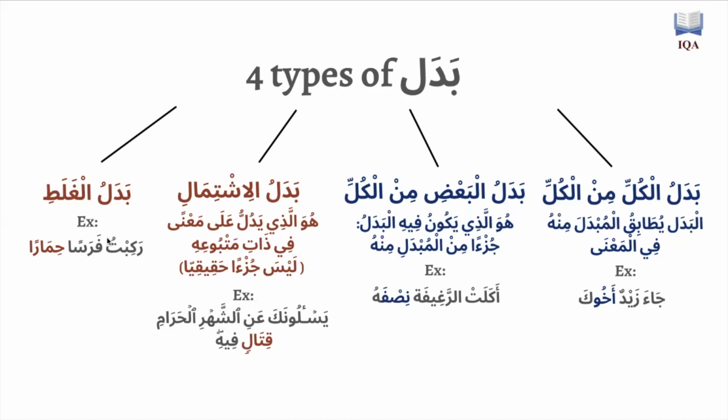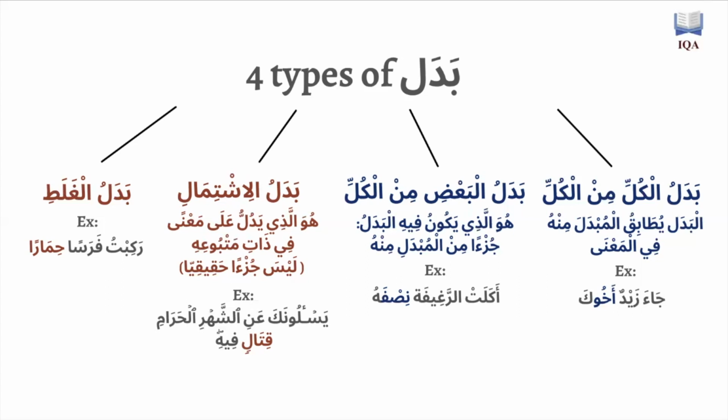Then finally we have badal ghalat, which is just that you made a mistake. So you say, for example, ركبت فرسا حمارا. I mounted a faras, a horse. Oh, I'm sorry, a himar. I meant a donkey. So himar is coming to substitute the error. So badal ghalat literally means the substitute of an error.